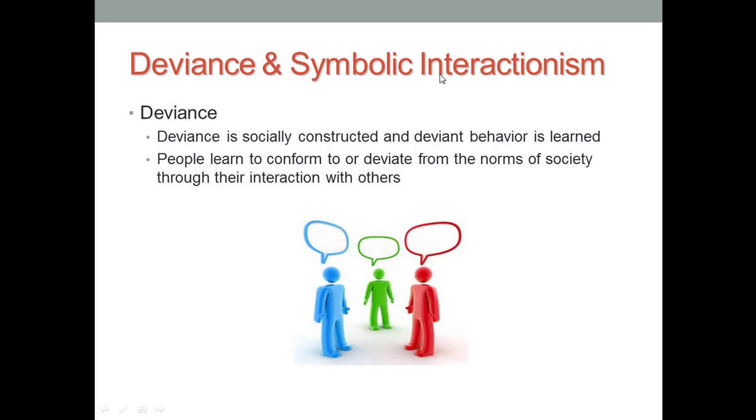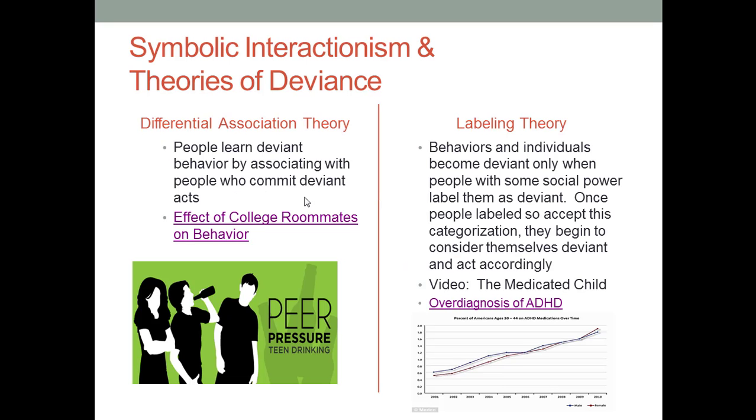According to symbolic interactionism, deviance is socially constructed and deviant behavior is learned. In other words, nobody is inherently deviant. Or very few people inherently make, quote, bad choices. Rather, we learn it from other people. We learn it through interactions. Interactions is where deviance comes from. But we're going to break that down into two sub-theories of symbolic interactionism. They both are focused on meaning, but a little bit different in terms of their focus.